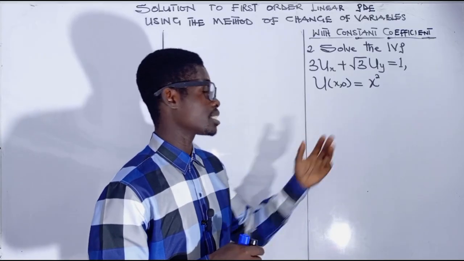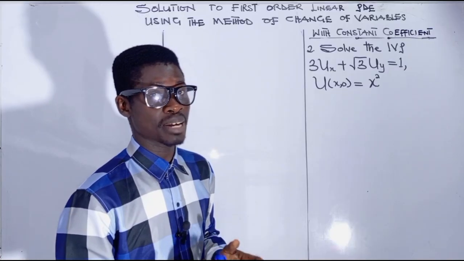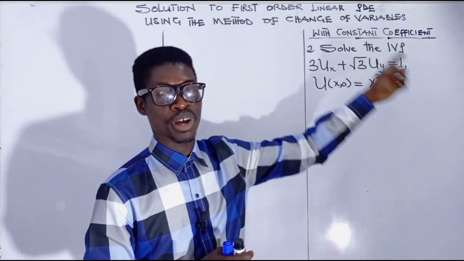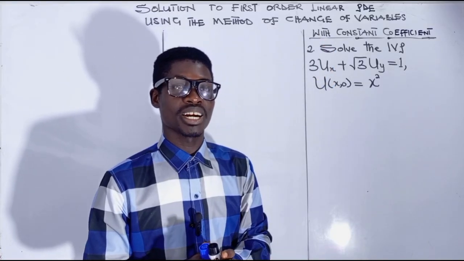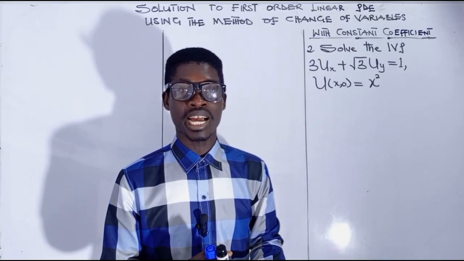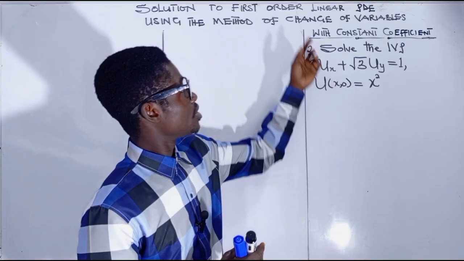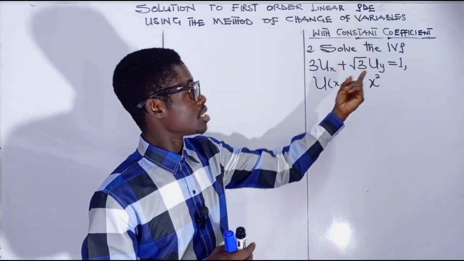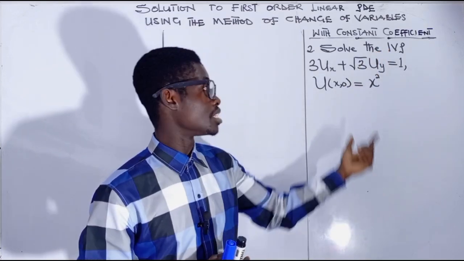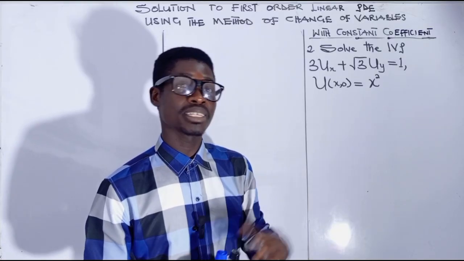By the time we are done with today's examples, we should be able to solve a first order linear partial differential equation with constant coefficient using the change of variable approach. With our previous discussions on change of variables, I gave you some steps that help us solve a first order linear PDE with constant coefficient using the change of variables. We are going to follow the same steps in solving the example in today's lesson. So without wasting much time, let's set the goal.